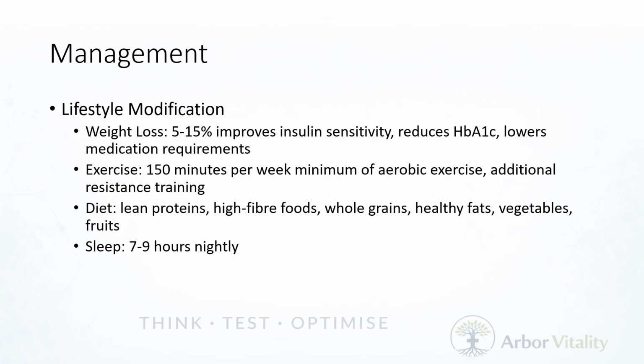Exercise, 150 minutes a week minimum of aerobic exercise with additional resistance training. And then having a diet with high fiber food, healthy fats, vegetables, fruits, and lean proteins. Baseline. Avoid sugary, simple carb foods. And then 7 to 9 hours of sleep nightly, ideally.